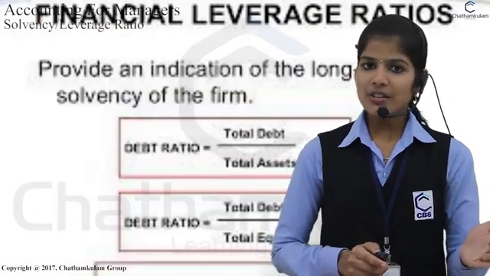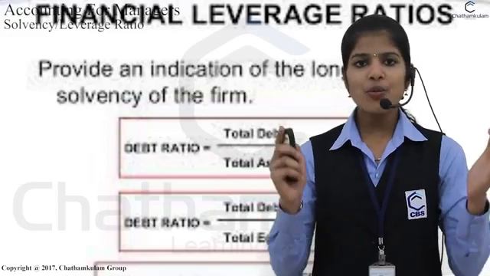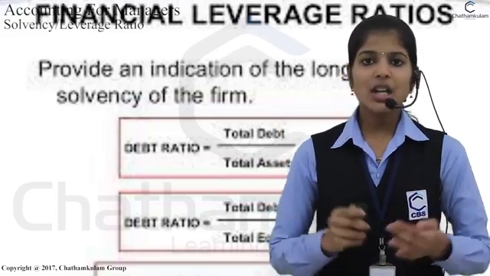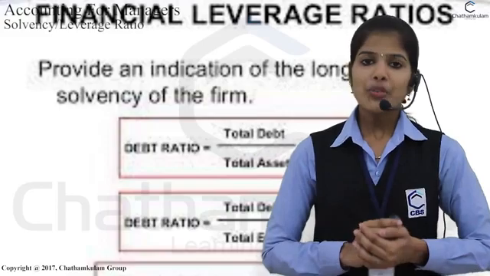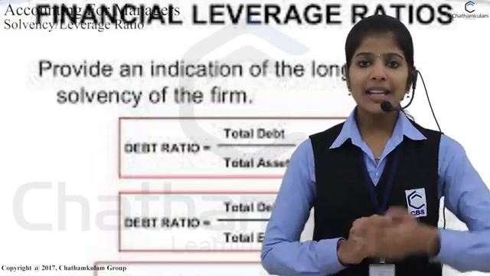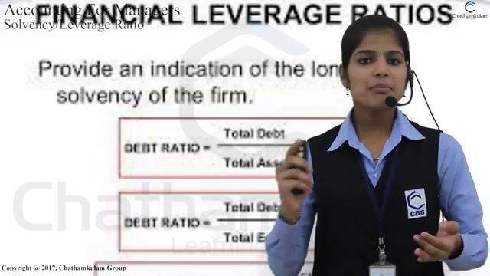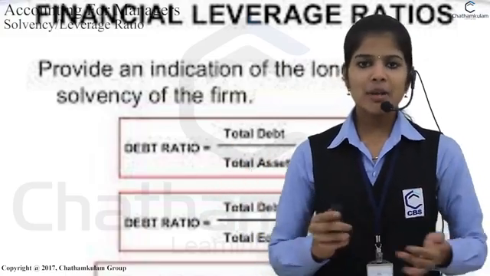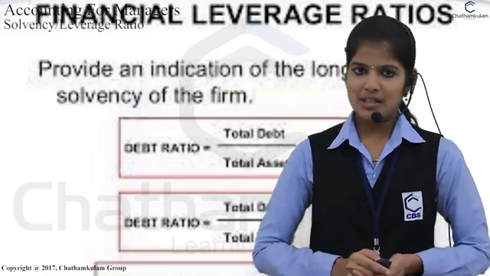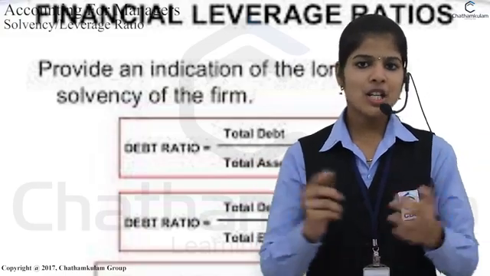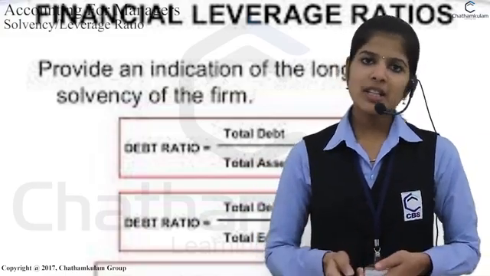Next, the financial leverage ratio. The financial leverage results from the presence of fixed financial charges in the firm's income stream. The financial leverage ratio is calculated by EBIT divided by EBT. EBIT means earnings before interest and tax. EBT means earnings before tax. So we calculate the financial leverage ratio by EBIT divided by EBT.